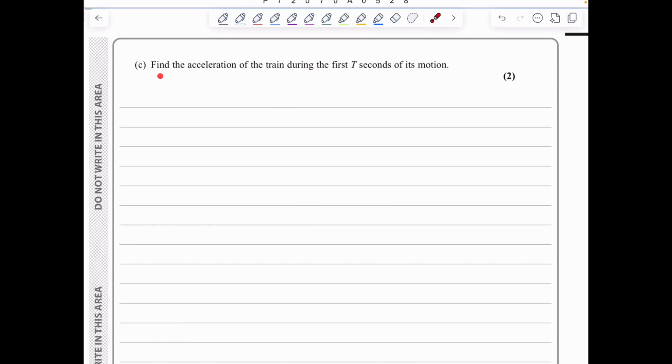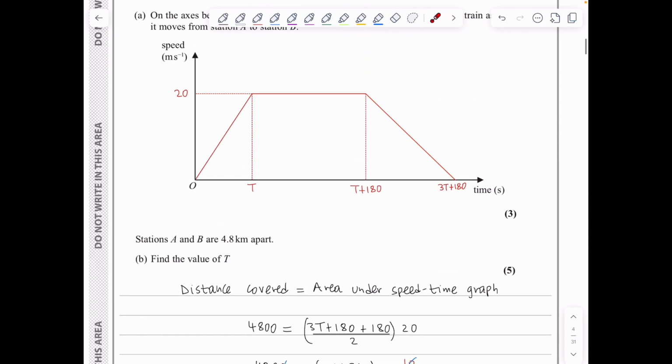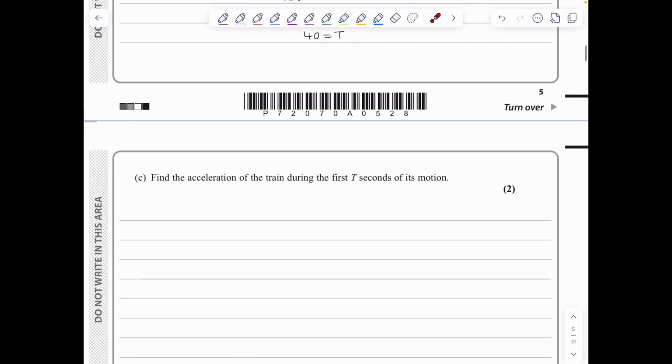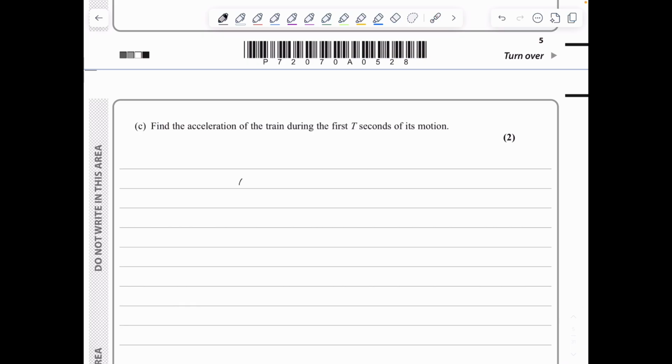In part C, we need to find the acceleration of the train during the first capital T seconds of its motion. So looking again at our speed-time graph, the acceleration is the gradient. We've got a rise of 20 over a run of capital T. So the acceleration is simply going to be 20 over capital T, and we just found capital T to be 40, so 20 over 40, which is equal to 0.5 meters per second squared.